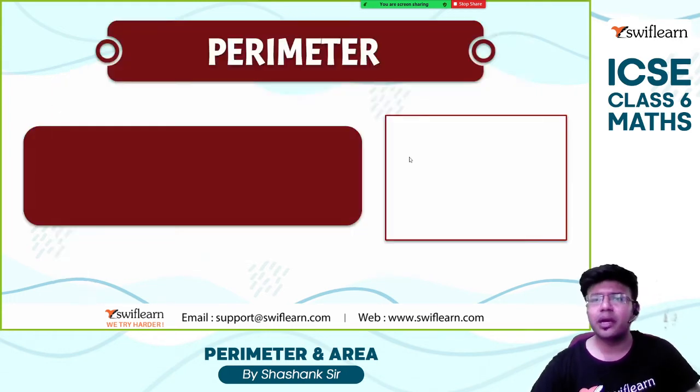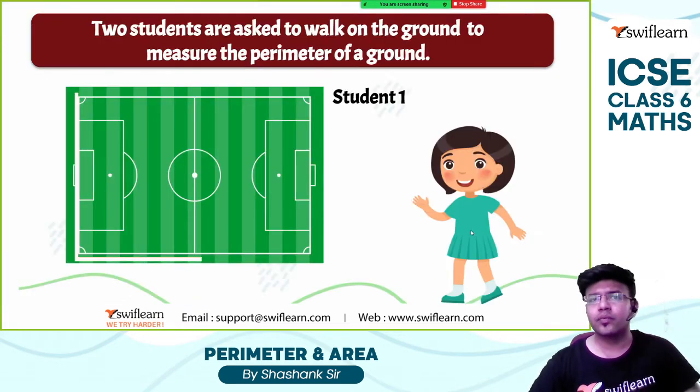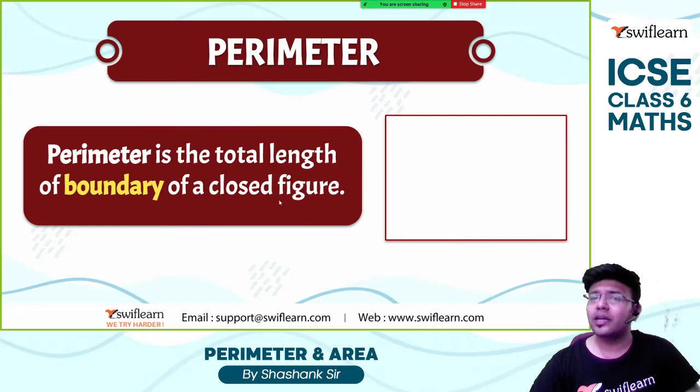So what is this perimeter? Perimeter is the total length of the boundary of a closed figure. Yes, total boundary length of a closed figure.